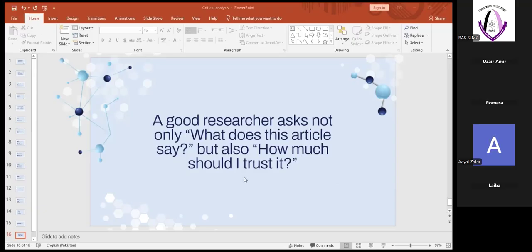So the last question is, what is internal bias? Internal bias is basically the same as observer bias, where the researcher influences the interpretation.